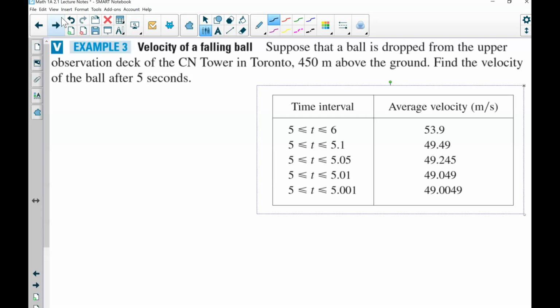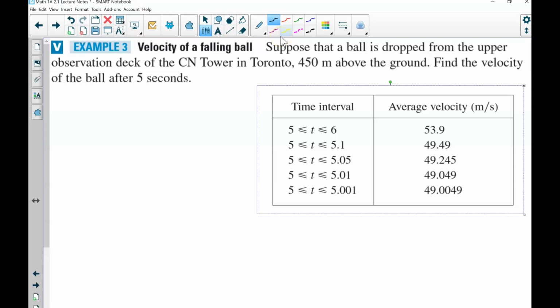Let's investigate the example of a falling ball. Suppose that a ball is dropped from the upper observation deck of the CN Tower in Toronto, which is 450 meters above ground. Now we want to be able to find the velocity of the ball after 5 seconds.